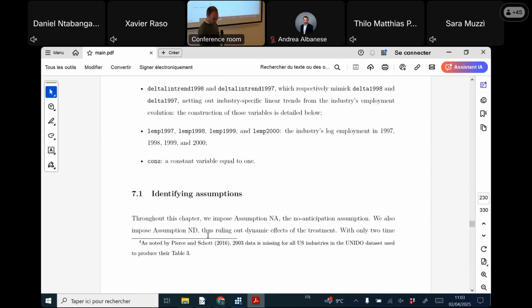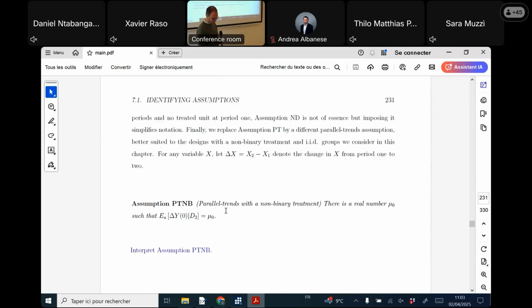Okay, so we're going to be imposing our no anticipation assumption. We're going to also rule out dynamic effects. In this chapter, this is just out of convenience because we're considering a 2 periods case where everybody is untreated at period 0. We could allow for dynamic effects, but the notation would become a bit more heavy.